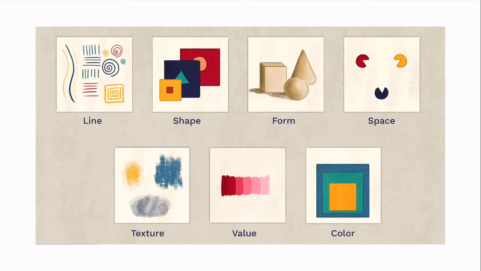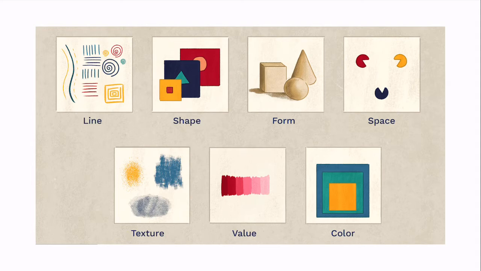So there are 7 formal elements in art, and what they basically are is the building blocks of art. So these are different types of creative vocabulary that we use when we're describing works of art. So we've got line, shape, form, space, texture, value, and colour.